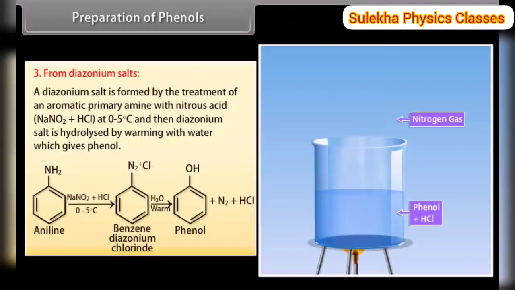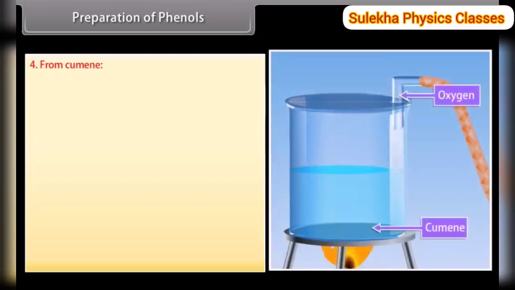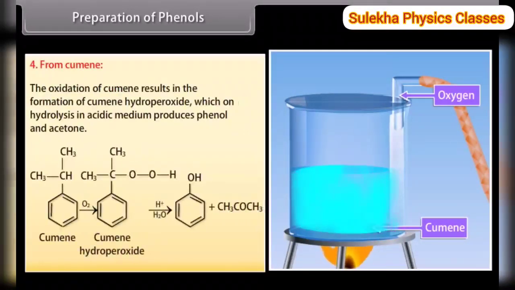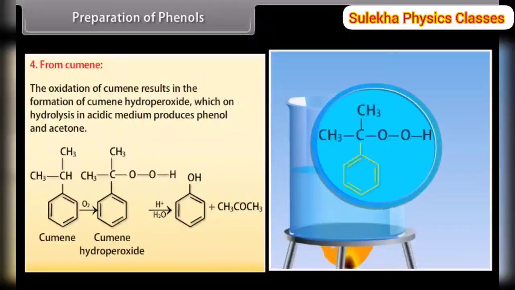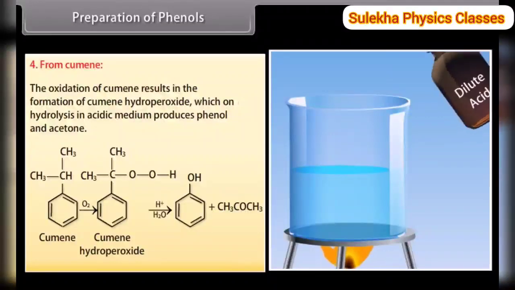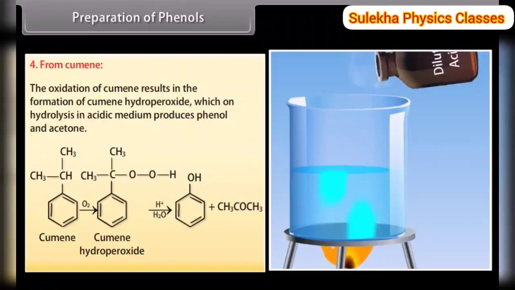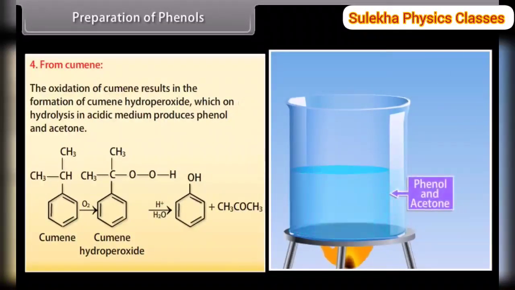From cumene. The oxidation of cumene results in the formation of cumene hydroperoxide, which on hydrolysis in acidic medium produces phenol and acetone.